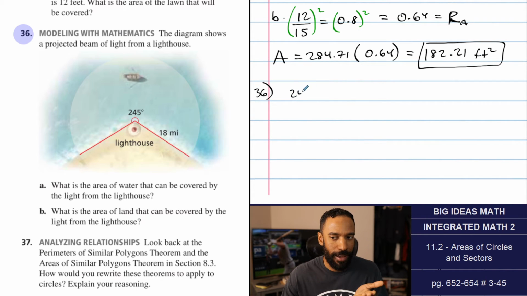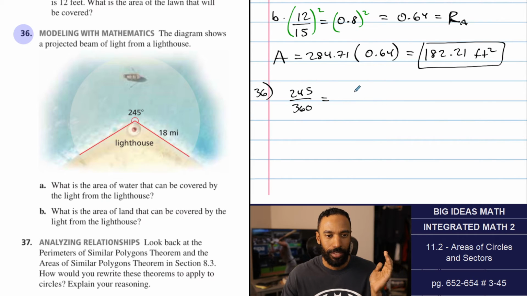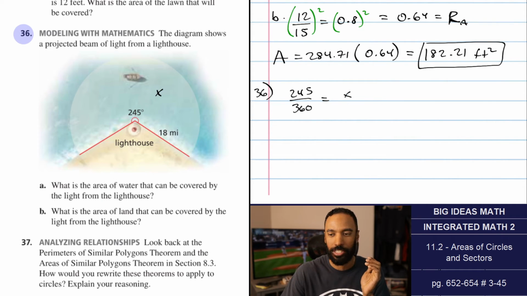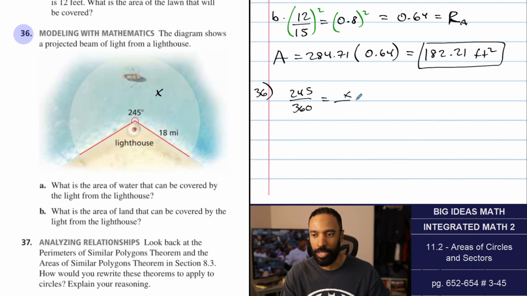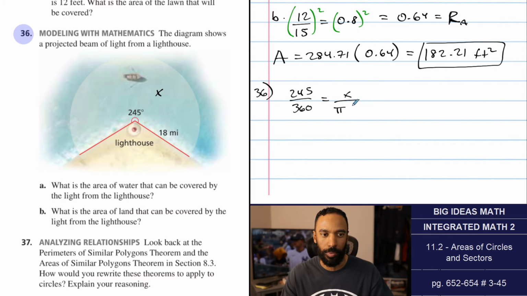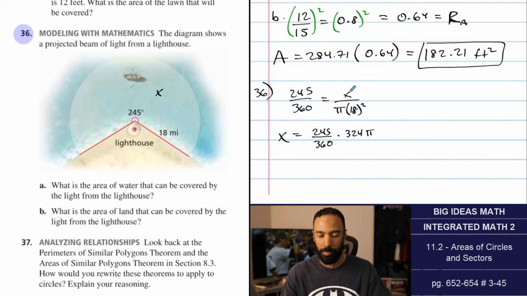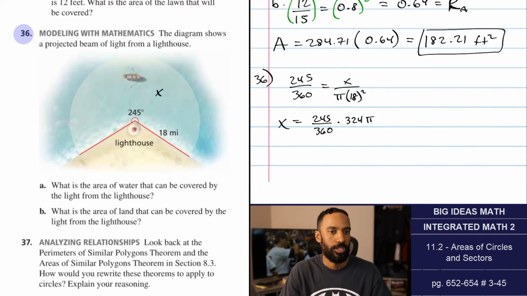Whatever 245 out of 360 is, the area of this sector, I'm calling it X this time, is out of the area of the entire thing. So listen, nothing's changing in what we do. We're just using word problems to answer the same kind of question. Pi r squared. So X is going to be 245 out of 360 times 324 pi, multiplying both sides by that guy, and that's what 18 squared is.